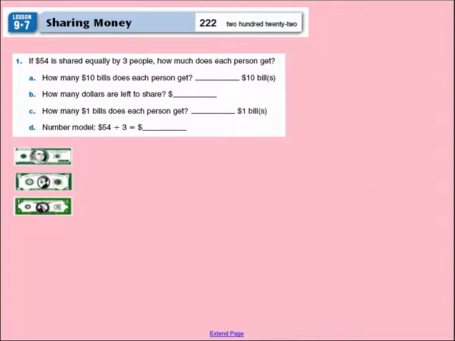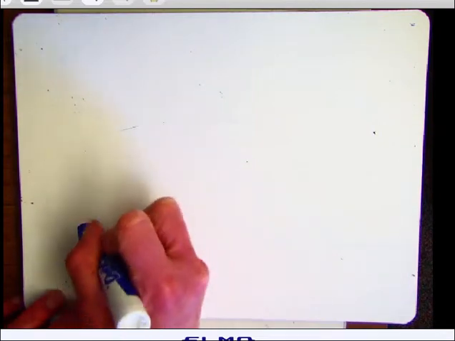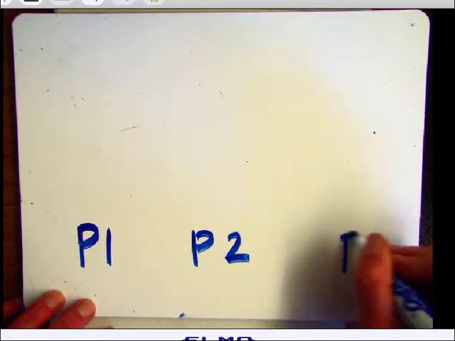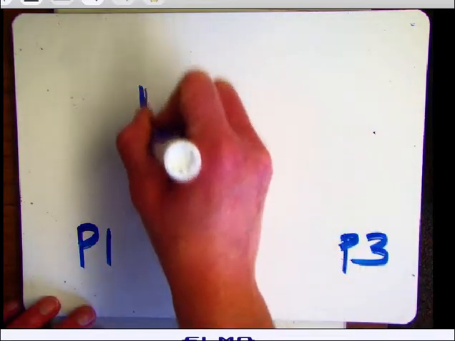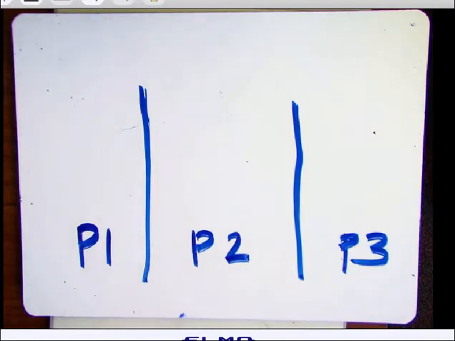The first thing I'm going to do is switch over to my board because I like to keep track with some pictures and drawings and charts. And you should as well. Since we're sharing by 3 people, I'm just going to make some notes on my chart here. The P just means person, and the number just means the number person. So I know that I have 3 people in this problem that I'm going to be sharing some money with.